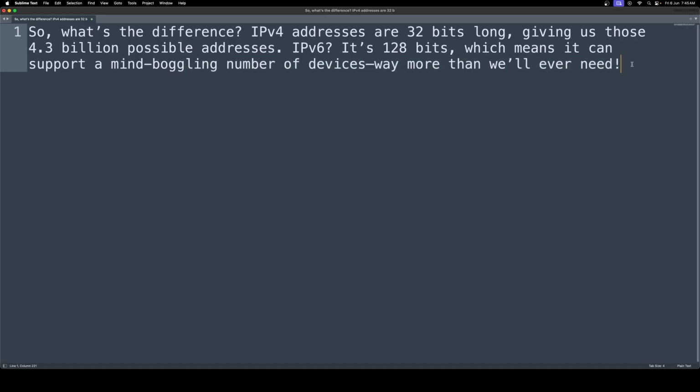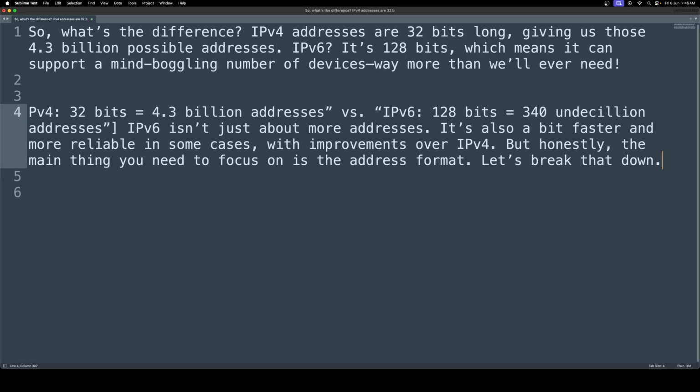So that means it is around 128 bits that is supported. I will try to show you how many it will be. It is a very huge number. So IPv4 is 32 bits, meaning 4.3 billion addresses, whereas IPv6 is 128 bits, 2 to the power 128 or something like that. It will be 340 undecillion addresses.